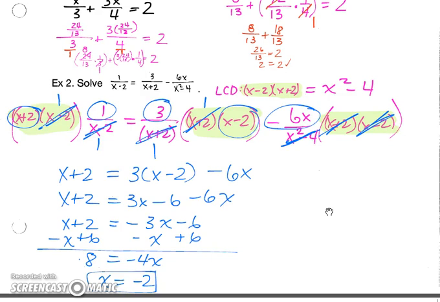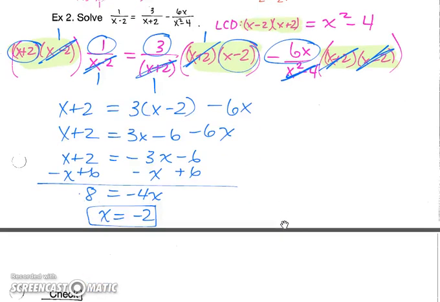Find my LCD, things cancel out really nicely. I multiply each piece by x plus 2 times x minus 2. And what I notice is the denominator that it has in common cancels out. So here, these cancel. I'm just left with an x plus 2. Here, the x plus 2 cancels. I'm left with a 3, my original numerator, times an x minus 2. And on the end, the entire denominator cancels, and I'm left with minus 6x. Just a simple one-variable linear equation I can solve.